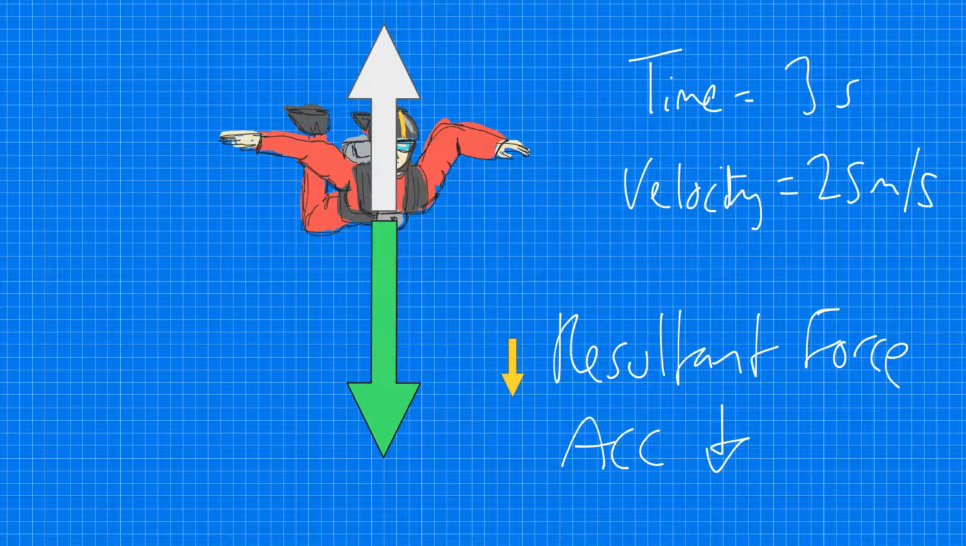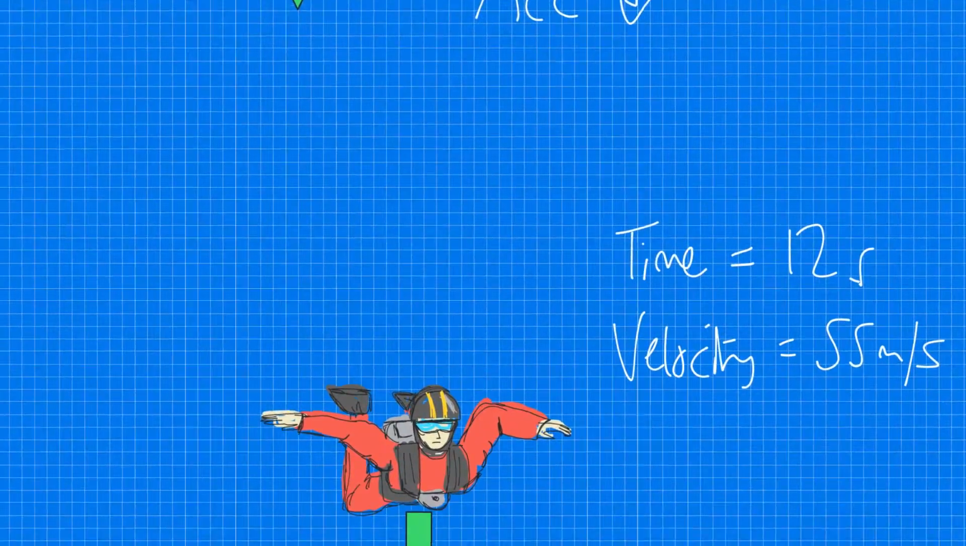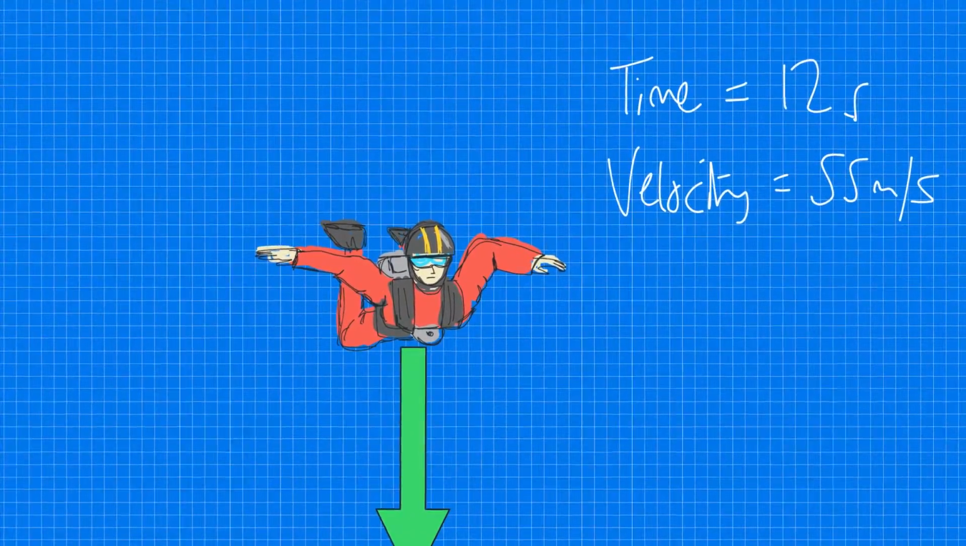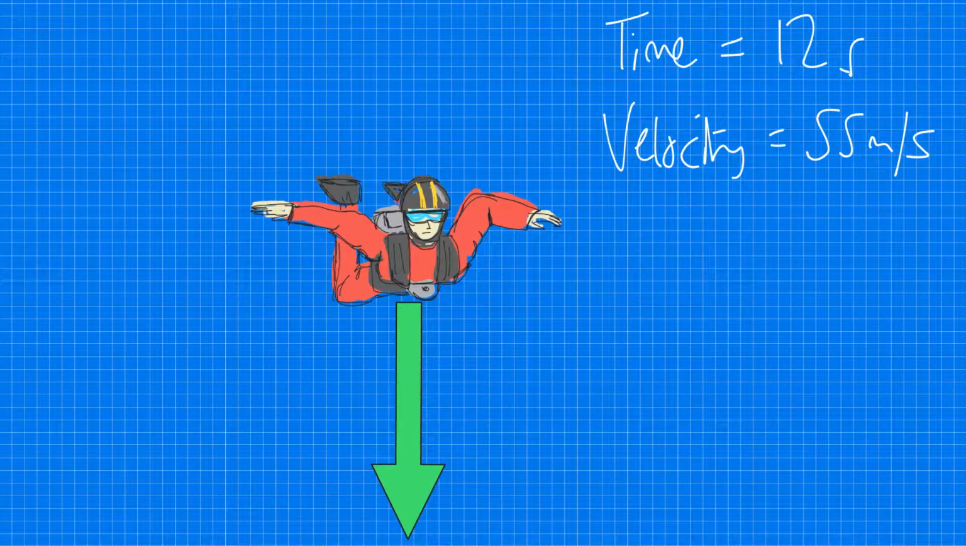Eventually, we will get to the point, and we're going to look at 12 seconds after the skydiver has jumped out of the plane, where the weight still remains unchanged, but now they're going so fast, about 55 meters per second, there's so much air hitting them, the air resistance is increased to the point now where it completely balances out the weight. Now that doesn't mean they're going to stop moving.